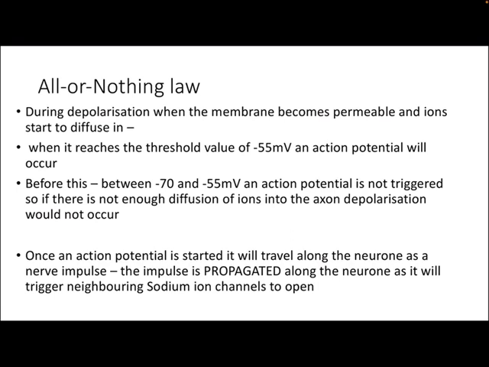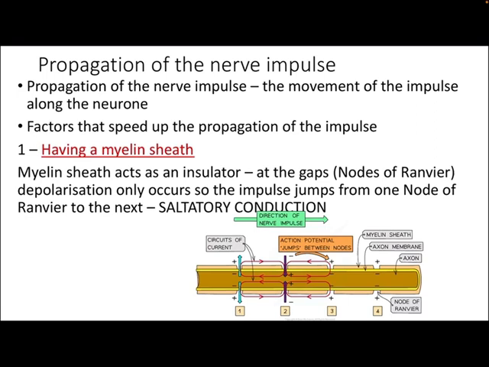The impulse is propagated along the neuron as it will trigger the neighbouring sodium ion channels to open. So we're getting depolarization happening as our sodium ion channels open. That triggers the next sodium ion channels beside them to open, and we get depolarization moving along the neuron. So this propagation of the nerve impulse, the movement of it along the neuron, is speeded up in a number of ways. So the main way is having a myelin sheath.